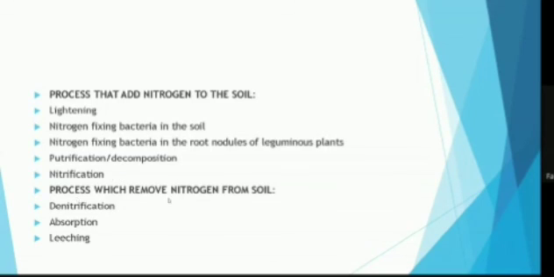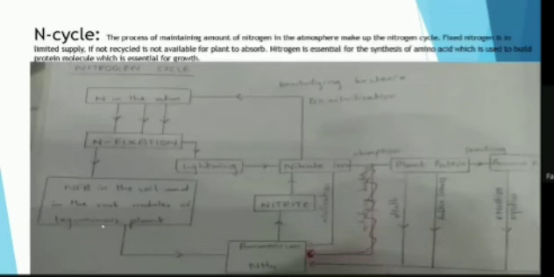And the processes which remove nitrogen from the soil are denitrification, absorption, and leaching. Denitrification is when the denitrifying bacteria present in the soil act upon the nitrate ion and then release nitrogen back to the atmosphere. This is how the nitrogen is released back to the atmosphere.